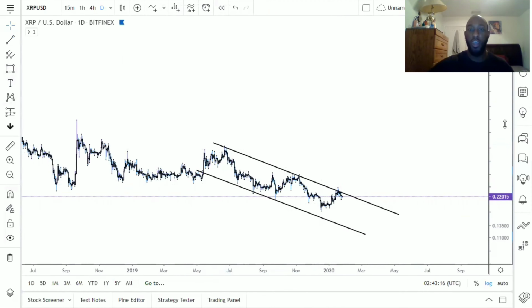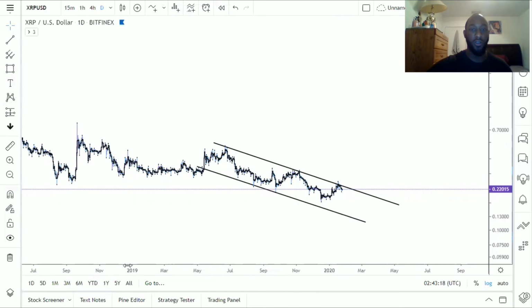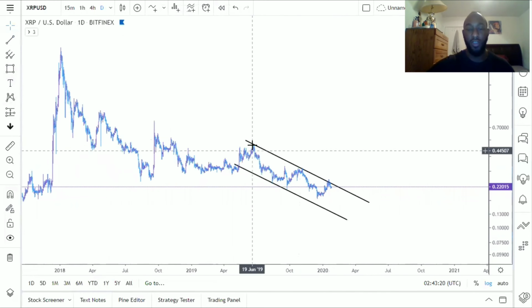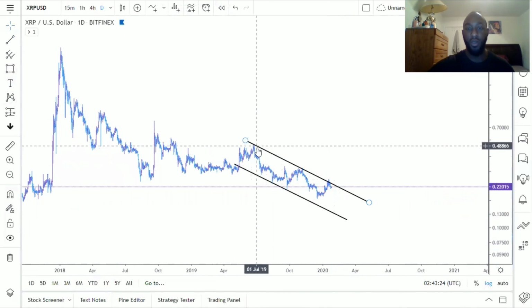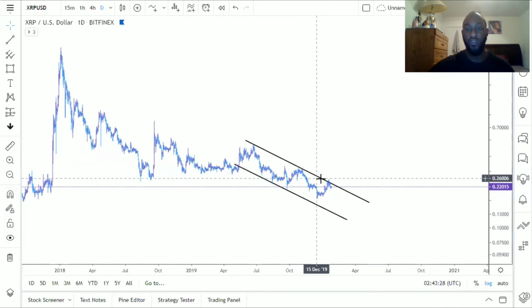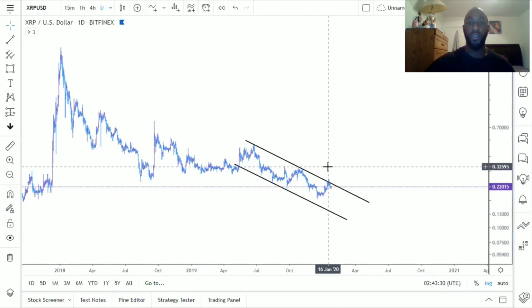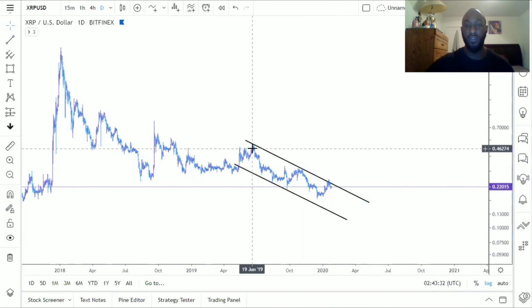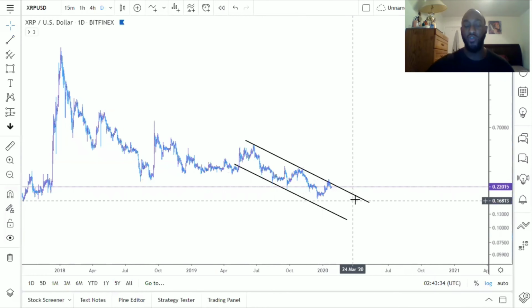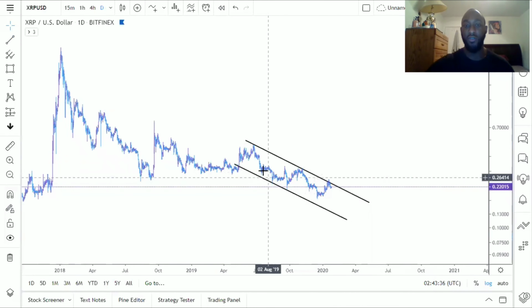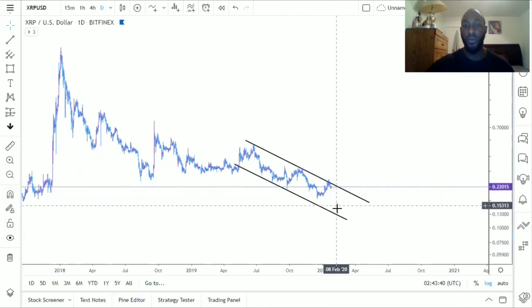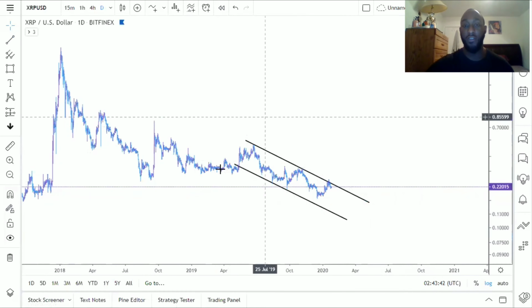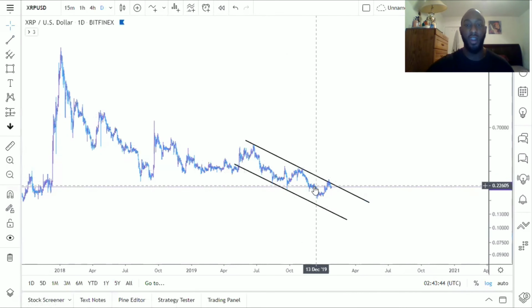So when you zoom out and look at the bigger picture, you can tell that this area has been tested. This line has been tested on more than one occasion. You have one touch, two touches, three touches. This shows that this market has been in a downtrend and has continued in a downtrend. So we could have a push further down to lower prices for this asset.